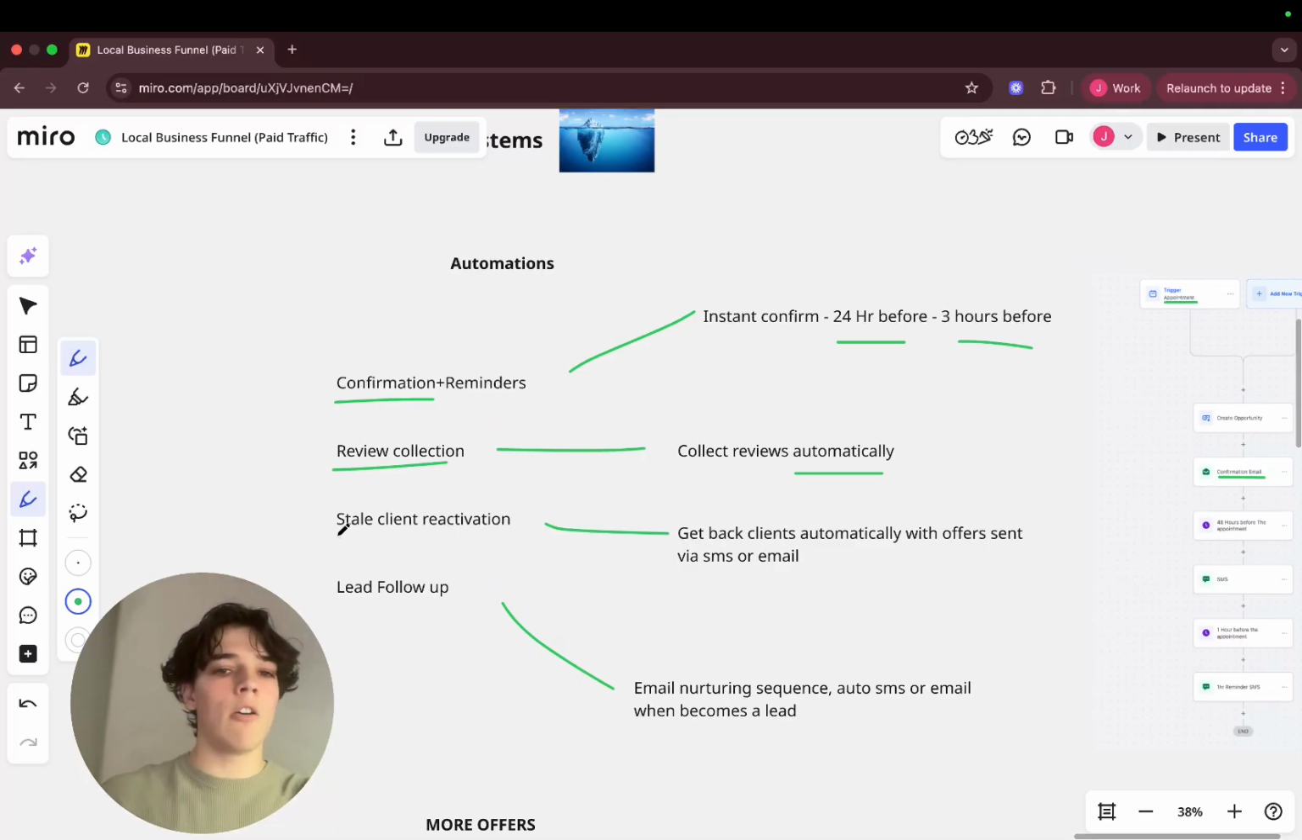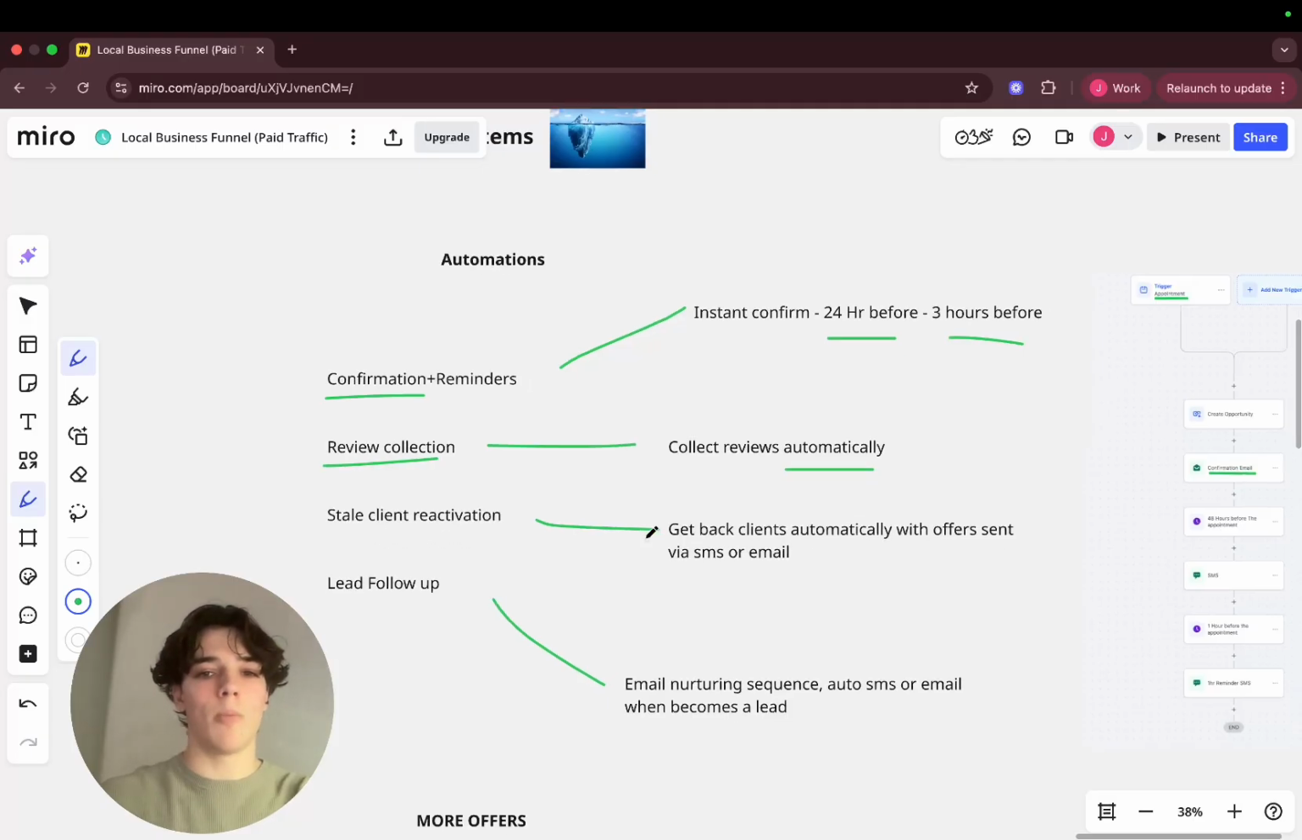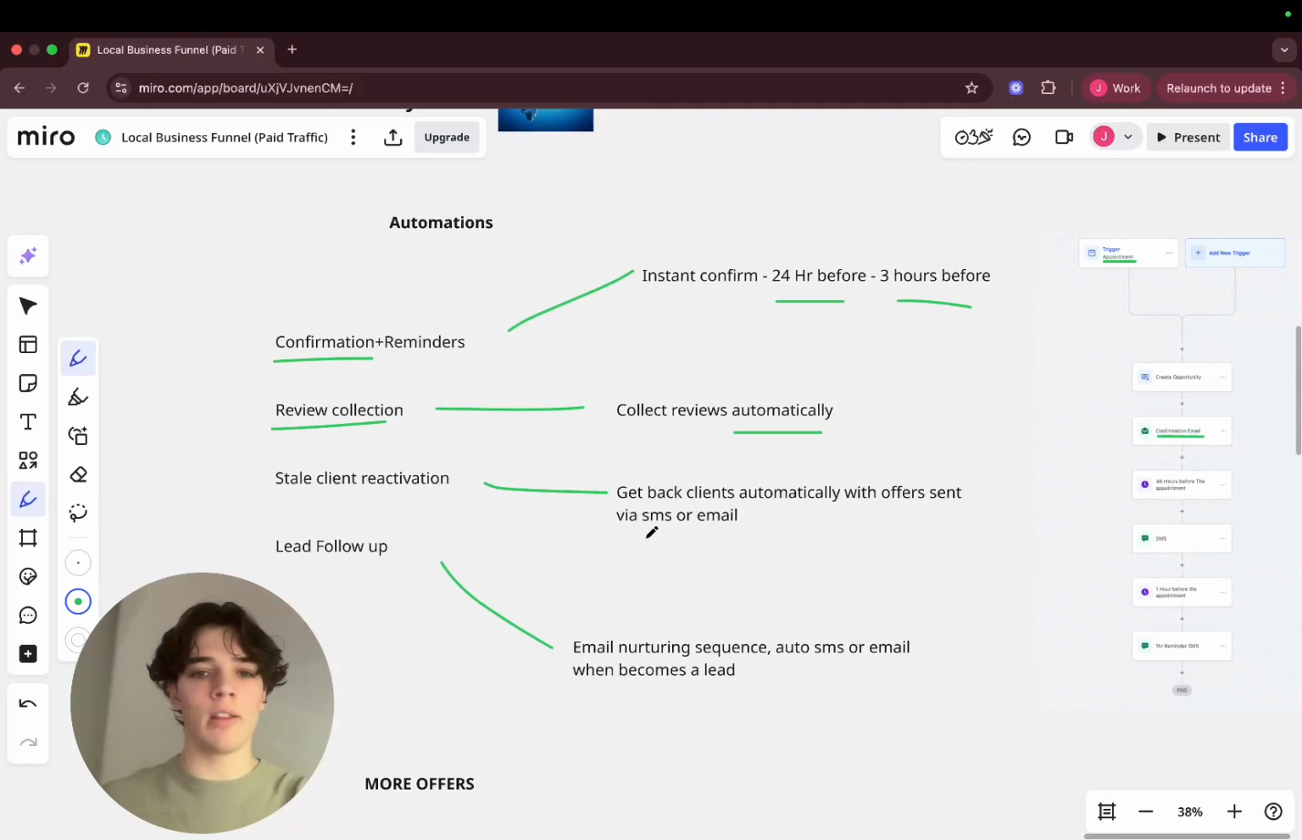And if you have stale clients, so people who haven't been in 3 to 6 months, obviously depending on your business and the average amount of time that people should be taking between appointments, then you might have an automation that is 3 months after their last appointment. You send them an offer like 20% off, something like that, maybe something a bit more intriguing. And you can get old clients back in automatically just with an SMS automation.